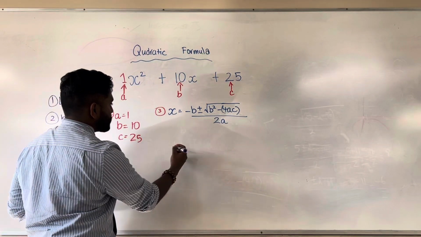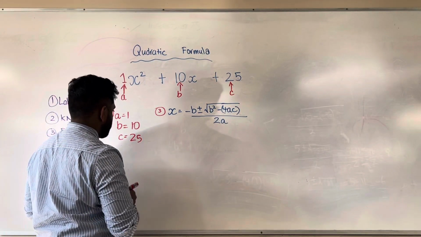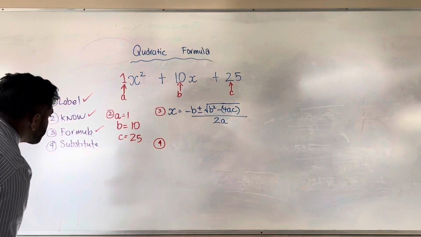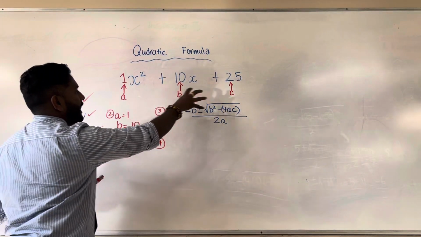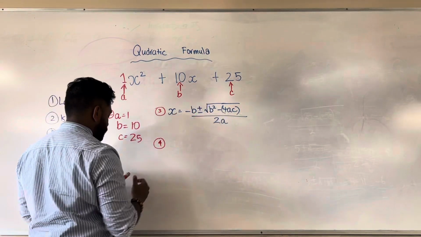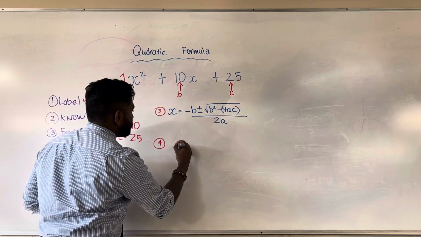The next step is substitute. So I'm just going to do that fourth step, which is substitute, which means substituting the numbers that we know into our formula. The numbers that represent these letters go into this formula. Let's have a go at that.